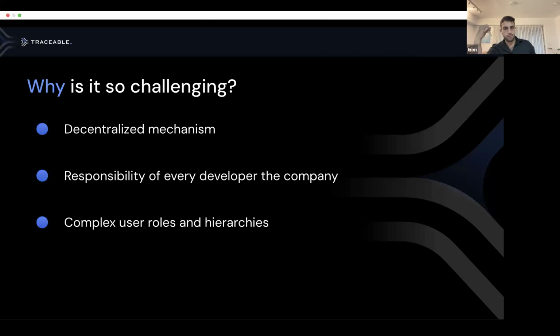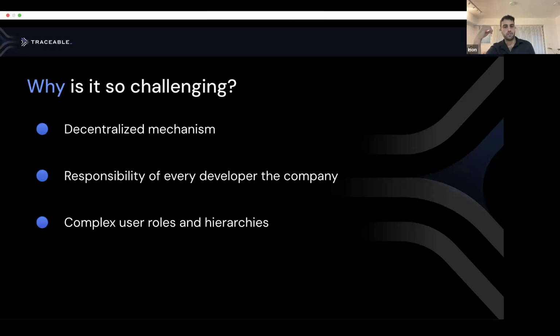Authorization, on the other hand, is a very decentralized mechanism. Authorization is a shared responsibility of every engineer in the company. It can be done in the code, in the configuration file, and it might also be done by the DevOps team, not just the developers. So basically, authorization is a responsibility of every single developer and engineer in the company, which makes it very difficult to maintain and to make sure it's done right. So this is one of the reasons.